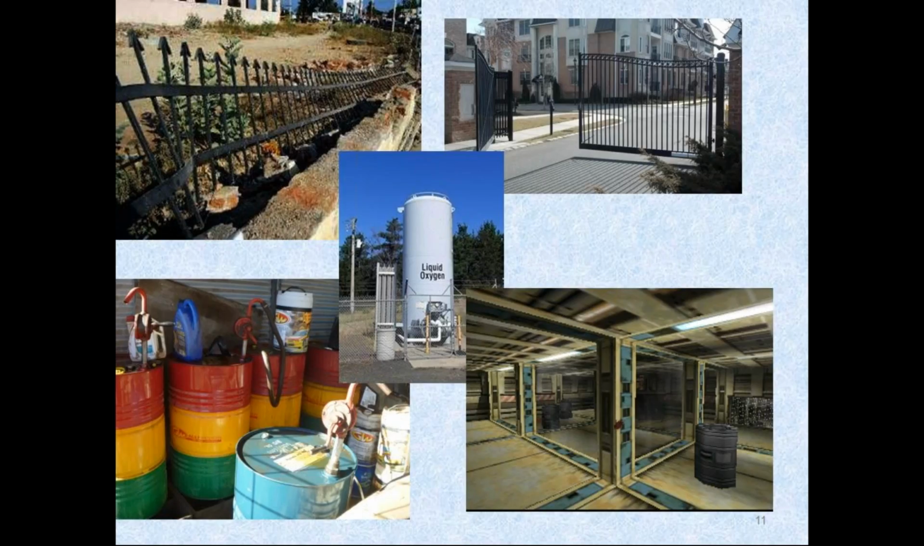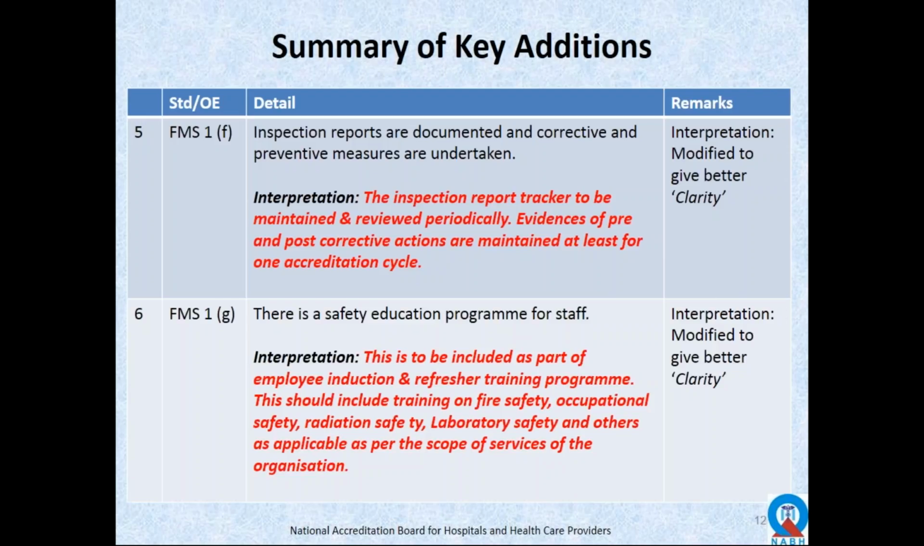FMS 1F, the inspection reports are documented and corrective and preventive measures are undertaken. This particular interpretation of the element has been modified to indicate that the reports have to be maintained and reviewed periodically, and reports of the corrective and preventive actions which are taken based on the inspection findings have to be maintained for at least one accreditation cycle. Now, this is necessary because this will ensure that the facility inspection reports are followed up by a closure of the deficiencies and corrective and preventive action based on the same. This is to bring more clarity.